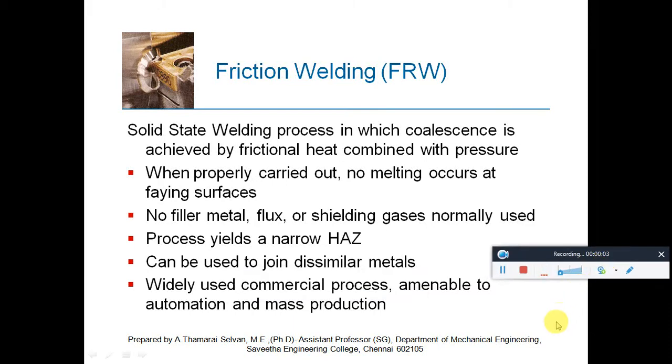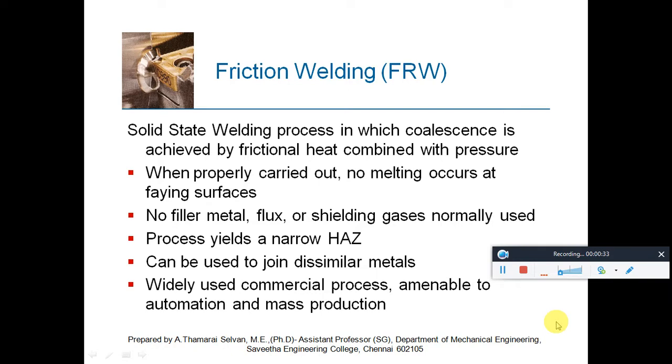In friction welding, actually no heat is applied, or sometimes heat may be applied, but it completely works on pressure. So by giving pressure, this pressure creates heat and this coalescence of the materials at the faying surfaces. So this is a solid state welding process in which the coalescence is achieved by frictional heat combined with pressure.